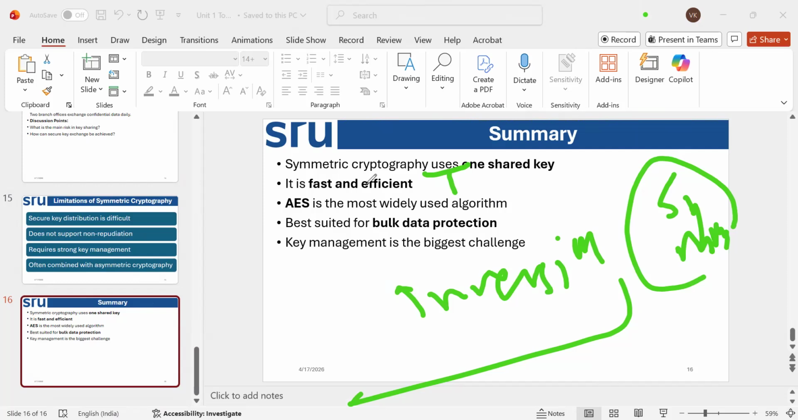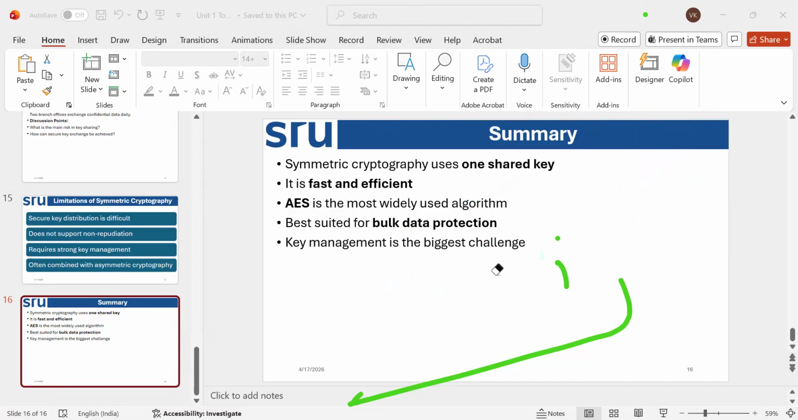Okay, now we understood the fast and efficient. That's why we need it. Bulk data can be transferred, but for the key transfer process, we need a secure key transfer algorithm. We discussed what key transfer algorithm is needed: Diffie-Hellman. Okay, so we understood all about symmetric cryptography.